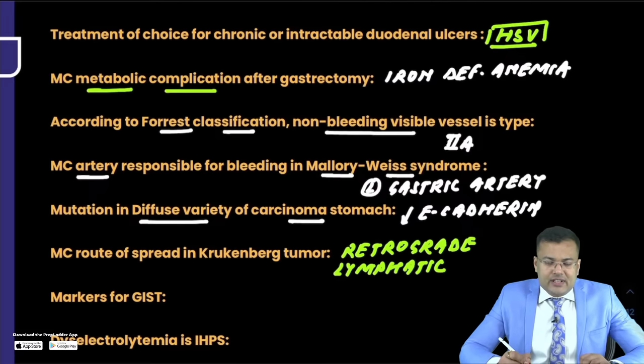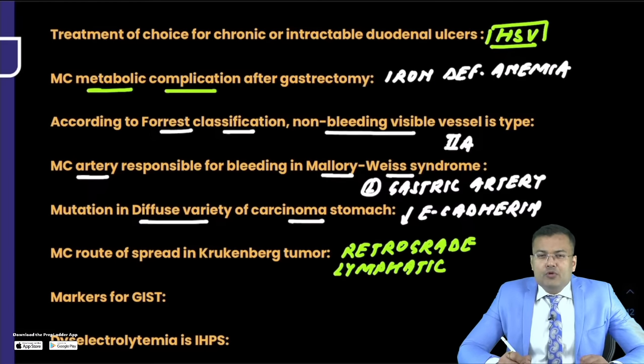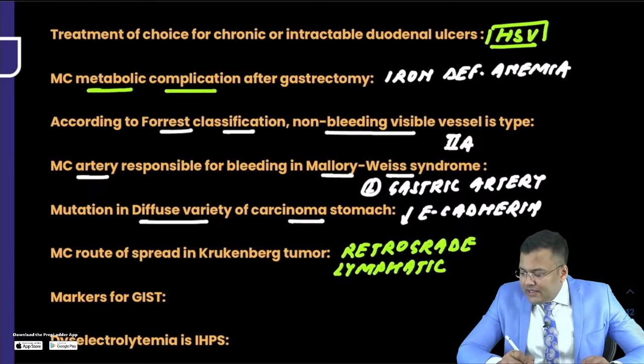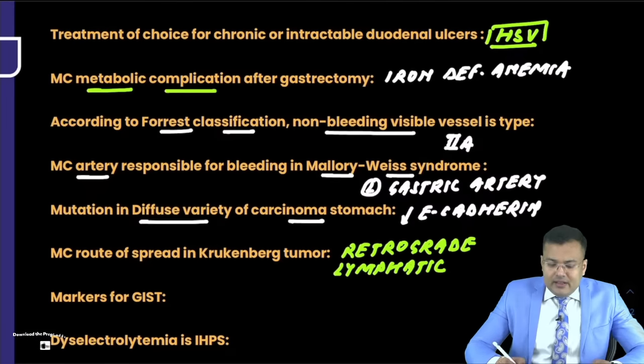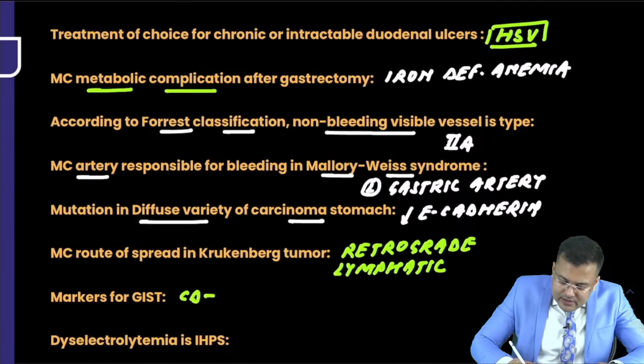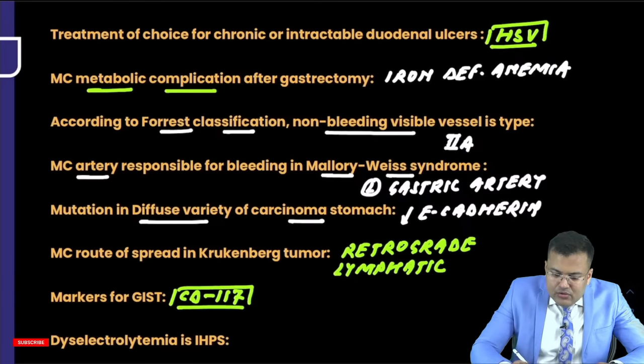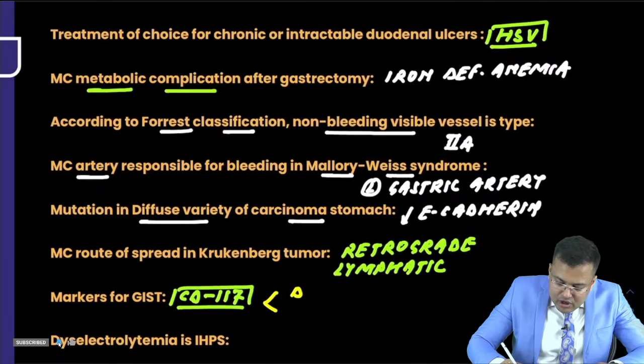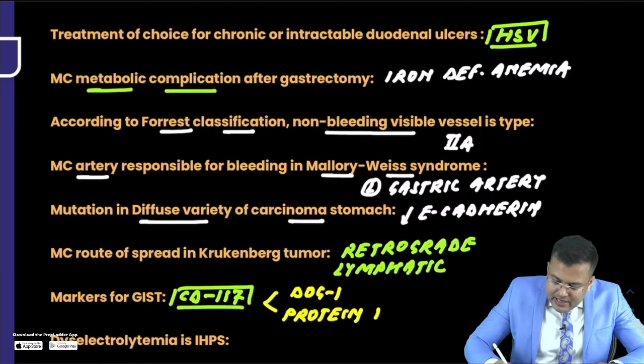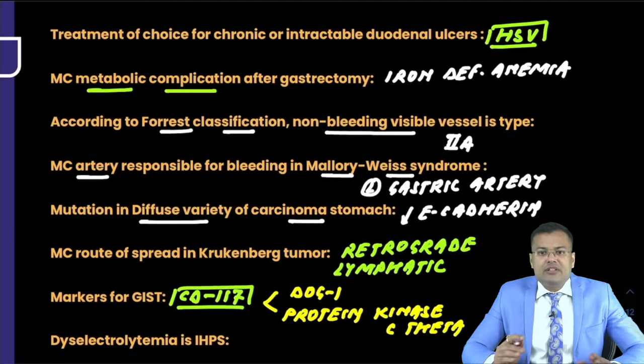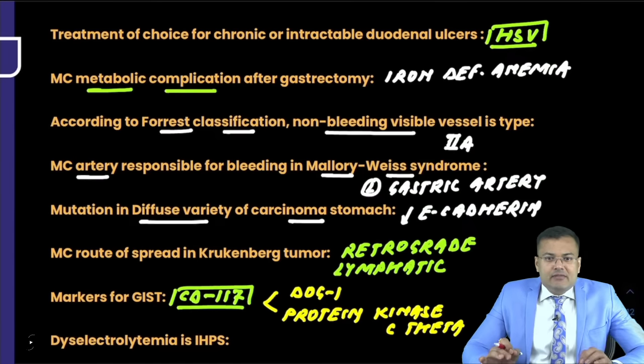What is the marker for GIST? Tell me, in most of the patients this marker is positive. Yes, Mujahid Khan. It is CD117. Very good, guys. It is CD117, this is the marker. Apart from CD117, there are two new markers, you know that. One is DOG1, and the second is protein kinase C theta. DOG1 and protein kinase C theta. In majority of cases CD117 is positive.